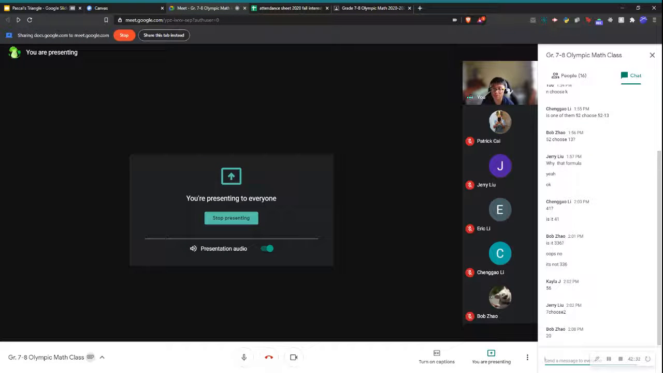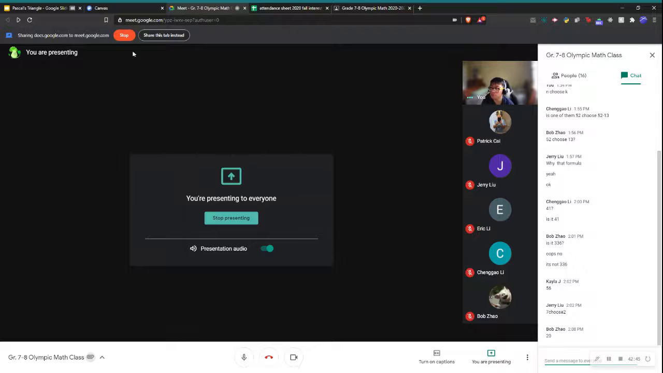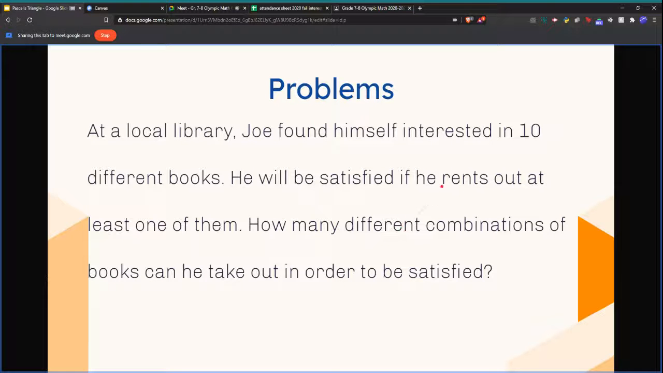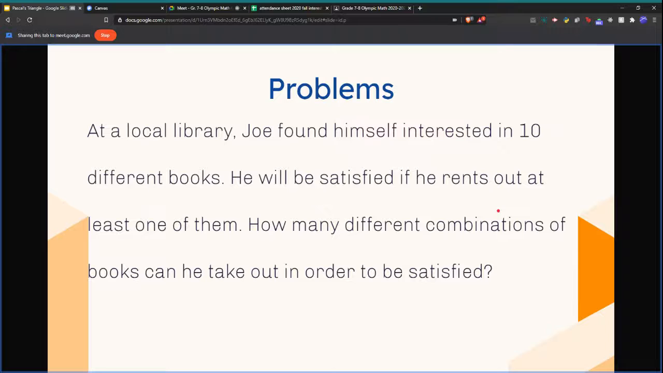And if you have an answer, just type in the chat, or you can just unmute yourself, whatever you want. So just remember that he can choose either one book, two books, three books, and so on. We can express those as n choose k, add them together, and then simplify it with this expression. So that's the hint. Oops, that was the next problem. That was the last problem, but there you go.